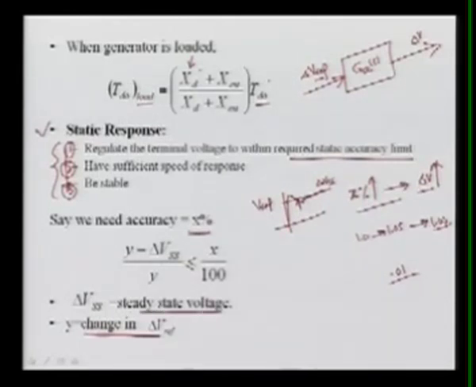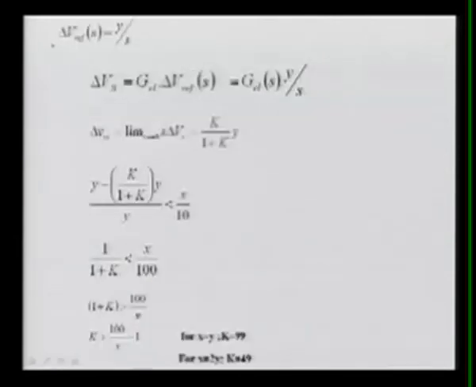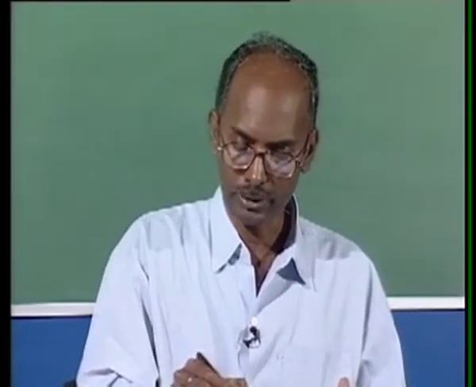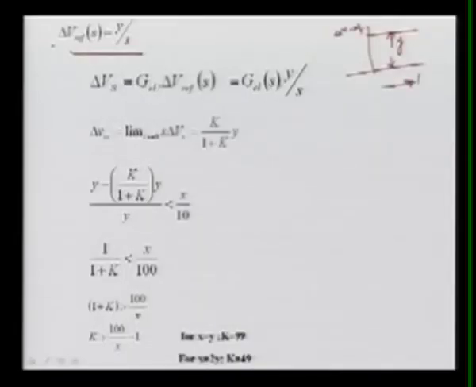Now let us see for our case, if we are changing the V reference, how the gain is related with this accuracy. To see this, let us take a step change in the input, means the reference. We have changed suddenly by Y magnitude, and this is the change in Vref. Here this is time. If this is a unit step input, and for that we take the Laplace transform, we will get the change in Vref in the S domain equal to Y upon S.